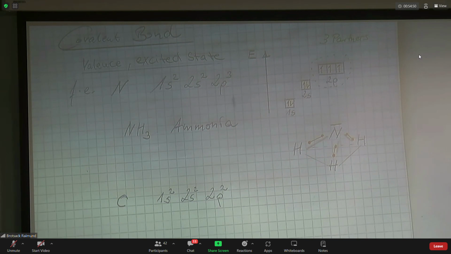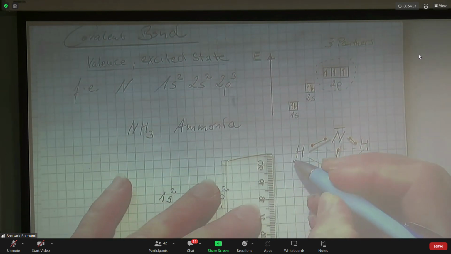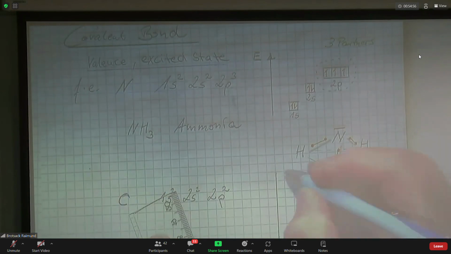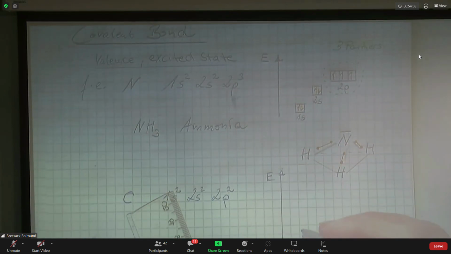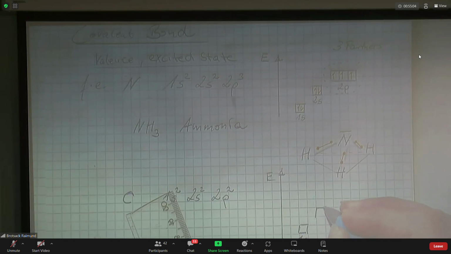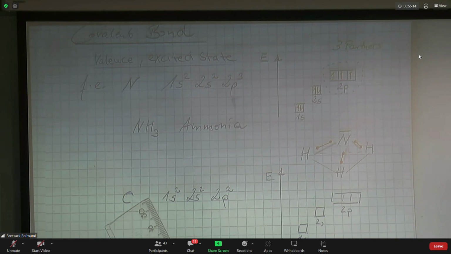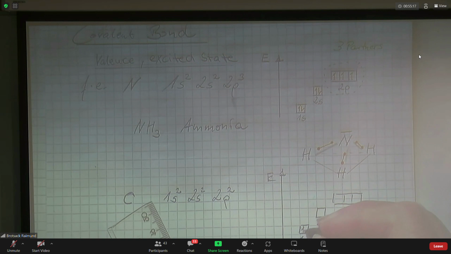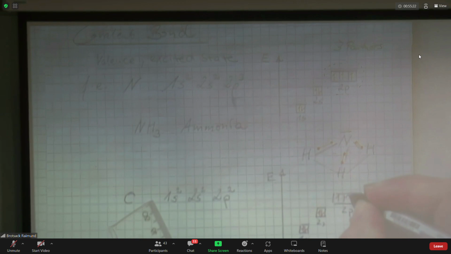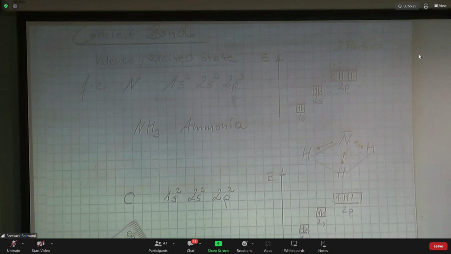So if we draw the energetic levels of those, again, we have here the 1s, here the 2s, and here the 2p. And now we fill them up with electrons, doubling up with opposite spin, but now only 2 electrons in the p orbital. In total, 6 electrons.